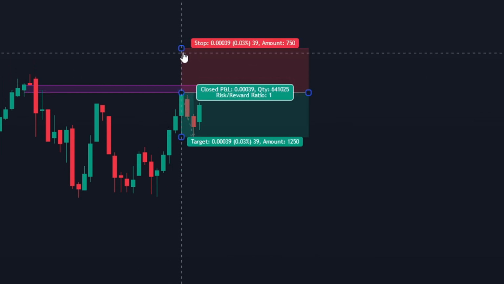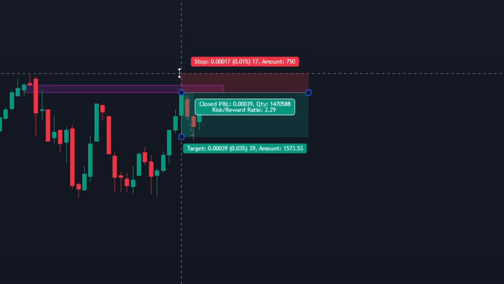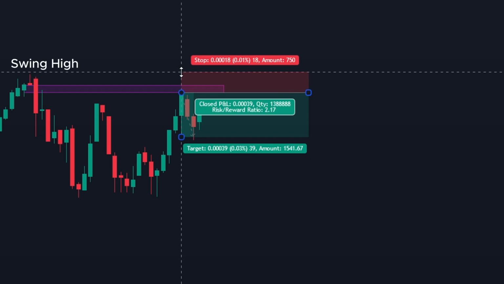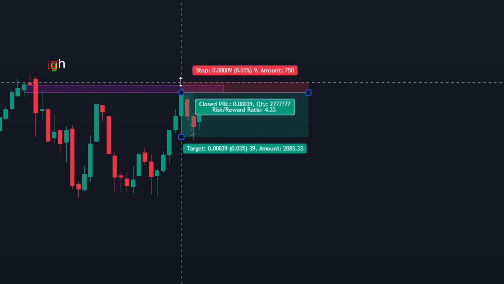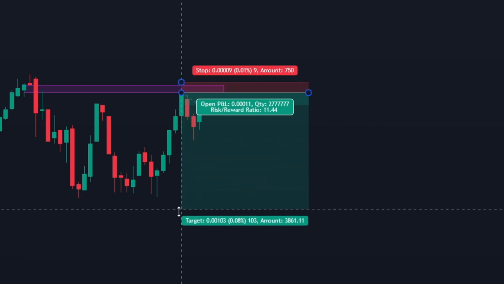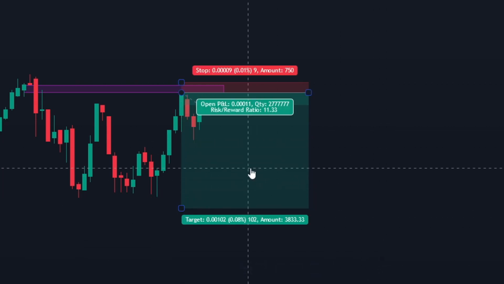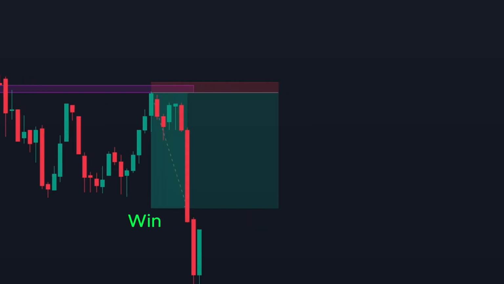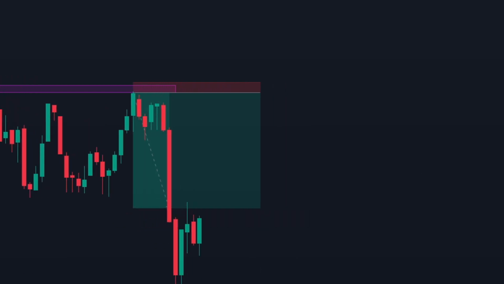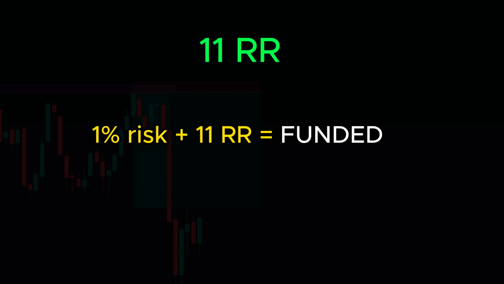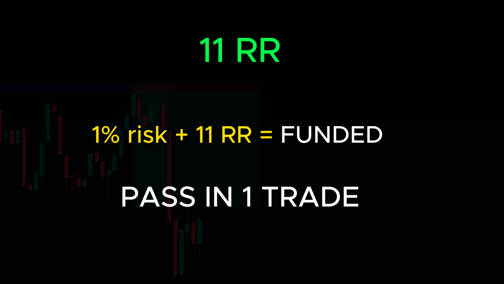We have different options for the stop loss. We can place it above the previous swing high, or right above the fair value gap, which I chose to place in this specific trade, and let the price run. We have hit TP on a 11 risk to reward trade. If you risk 1% per trade on a prop firm using this setup, you can pass the challenge in one trade.